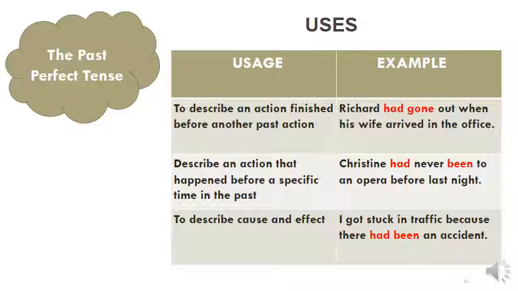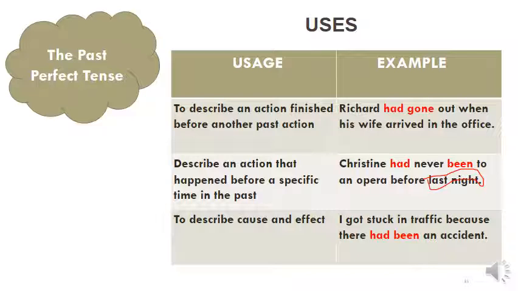The second example, Christine had never been to an opera before last night. This describes an action that happened before a specific time in the past. So it shows last night, before last night. Okay, a specific time in the past. The last usage, let's see the example. I got stuck in traffic because there had been an accident.